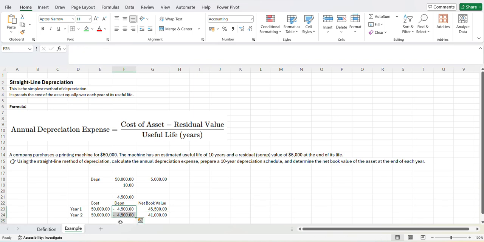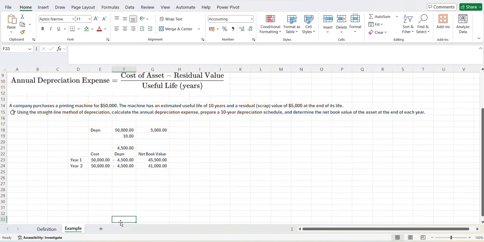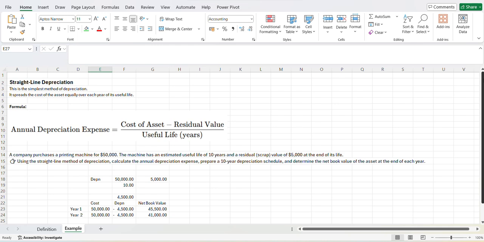So it will go on and on until we reach the end of year 10. Alright, so the calculation will just go like that. Right, so this is how you calculate depreciation, net book value, and accumulated depreciation.